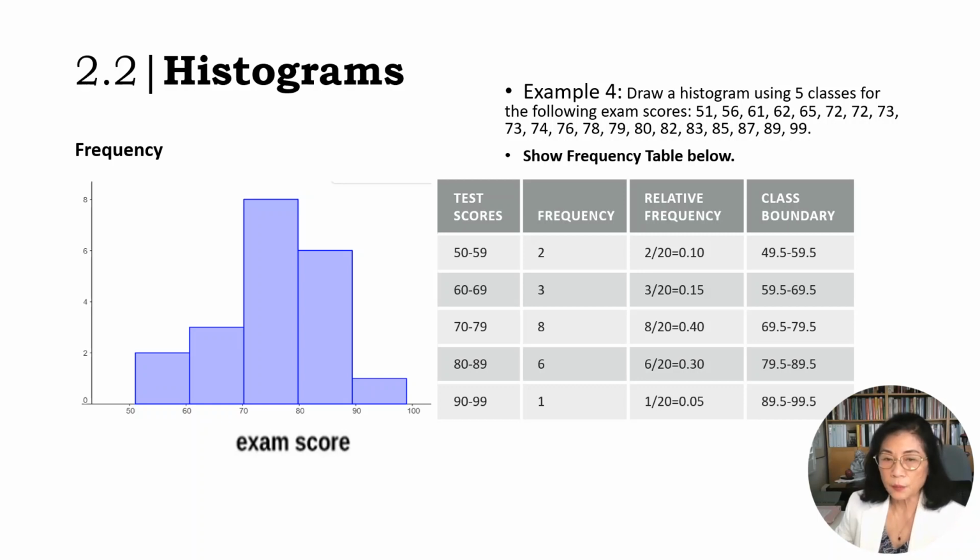We take the 1 unit apart, divide by 2, which is 0.5, to do the adjustment. For the lower limit, we subtract 0.5. For the upper limit on the right side, we add 0.5. That's why the class boundary for the 50 to 59 is 49.5 to 59.5. When you come to the next class, 60 will be 59.5 ending 69.5. So when we draw the histogram, the bars will be attached to each other. No more gaps here.